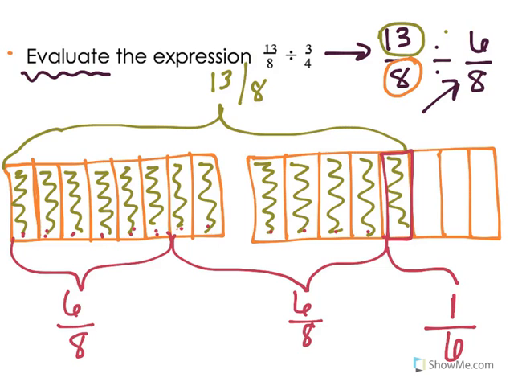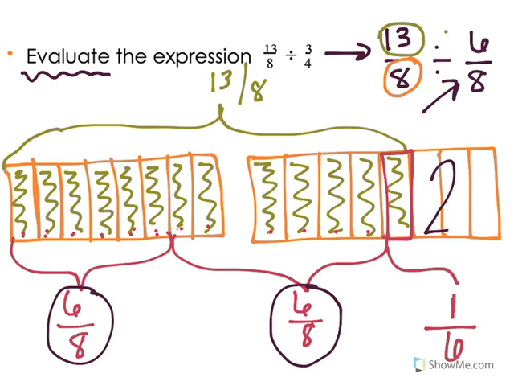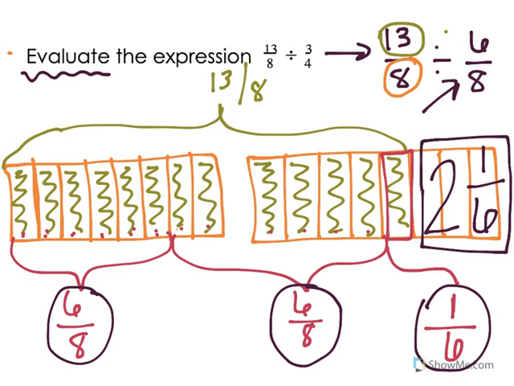So when we write our quotient, sorry, I ran out of room, I have one whole group, a second whole group, so that is where my whole number comes into play, and then I have a remainder of 1/6. So our quotient is 2 and 1/6.